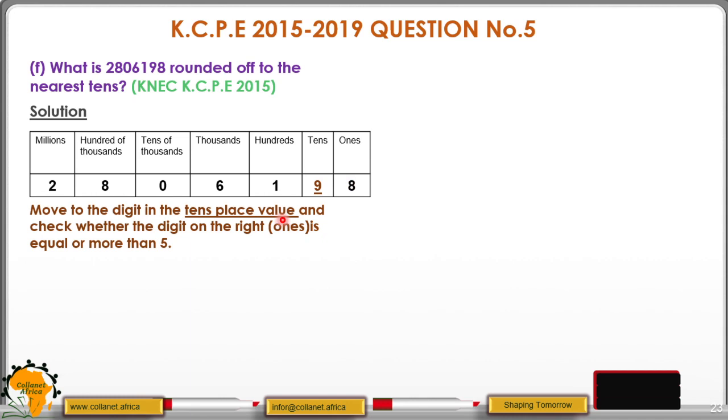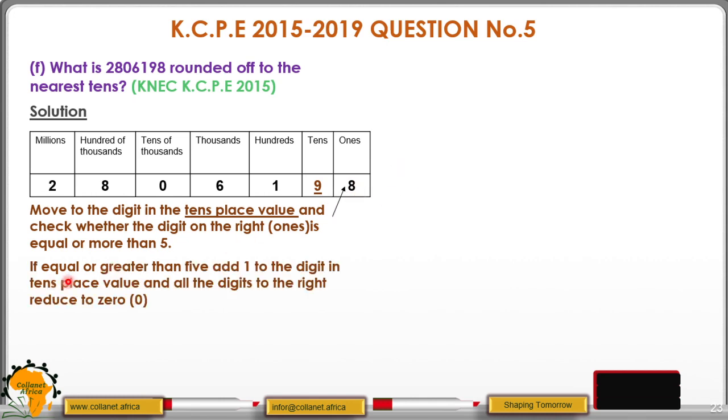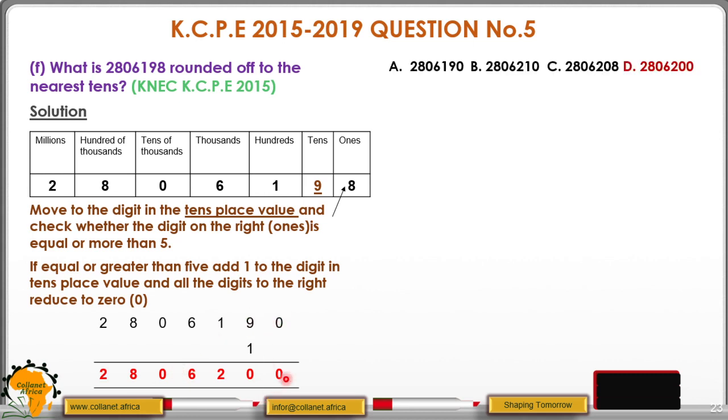Move to the digit in the tens place value. Check whether the digit on the right is equal or more than 5. This one, since it is equal or greater than 5, add 1 to the digit in the tens place value, that is 9, and all the digits to the right reduce to 0. Therefore, you add 1 here to get 0, 0, 2, 6, 0, 8, 2. It is good to note, if you leave out this, you get it wrong. So your answer is the last one. You should leave the 0 there.